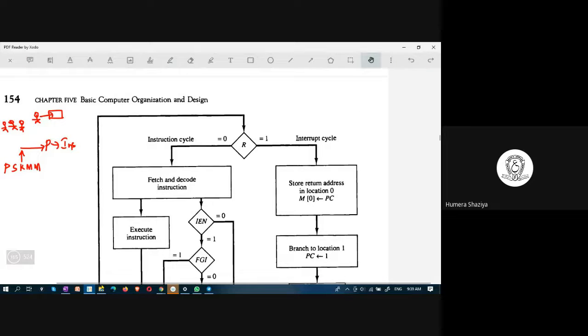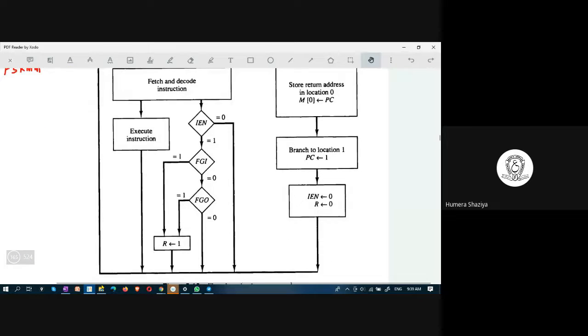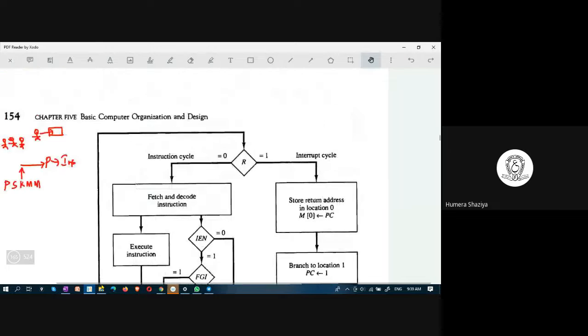Consider these input and output devices like students in this analogy. Means there is the interrupt. How do they raise the interrupt? If it is an input device, FGI is 1. If it is an output device, FGO is 1. If FGI is 1, R is set to 1. If R is 1, it implies that the next cycle would be the interrupt cycle for the processor and not the instruction cycle.